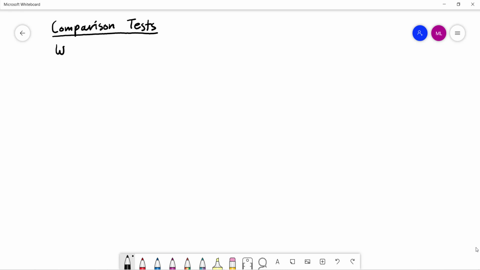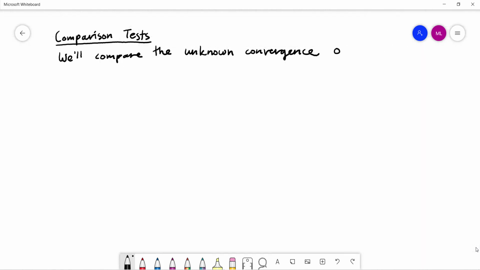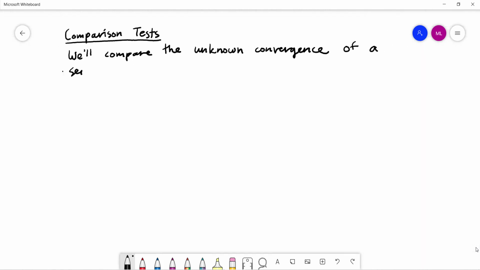Let me phrase it differently. We'll compare the unknown convergence. So I don't know whether the series converges or diverges. So the unknown convergence of a series to another one that we do have, so to a series with known convergence.